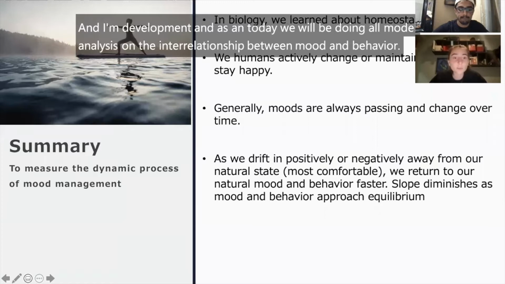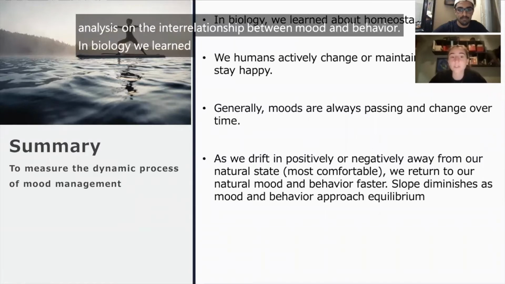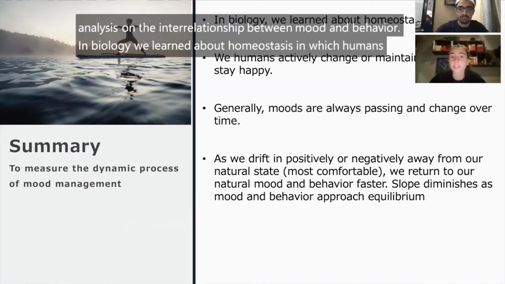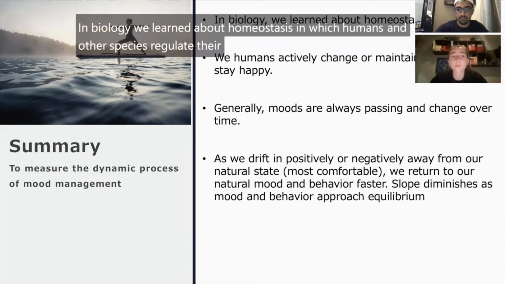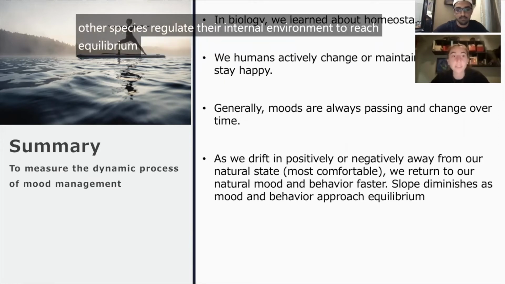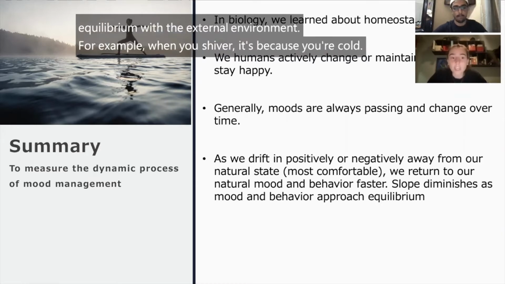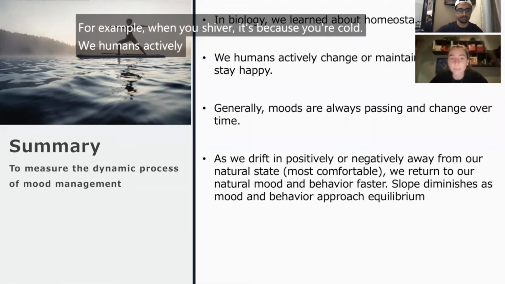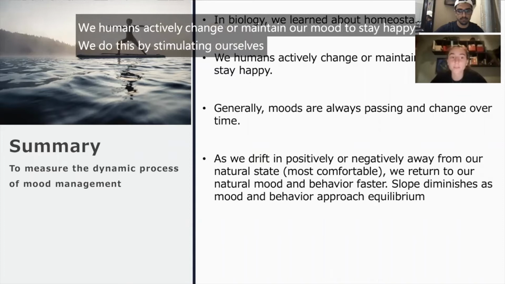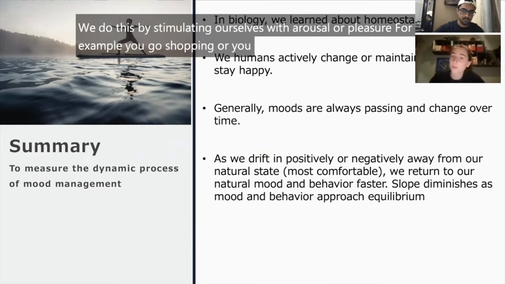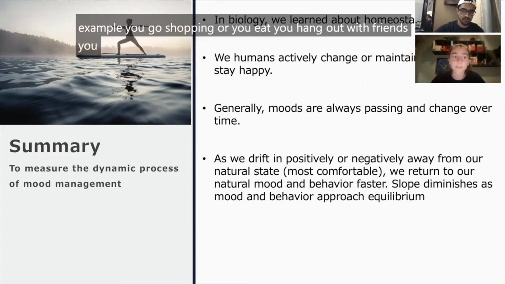In biology, we learned about homeostasis, in which humans and other species regulate their internal environment to reach equilibrium with the external environment. For example, when you shiver, it's because you're cold. We humans actively change or maintain our mood to stay happy. We do this by stimulating ourselves with arousal or pleasure. For example, you go shopping, or you eat, you hang out with friends, you exercise, or you play music.